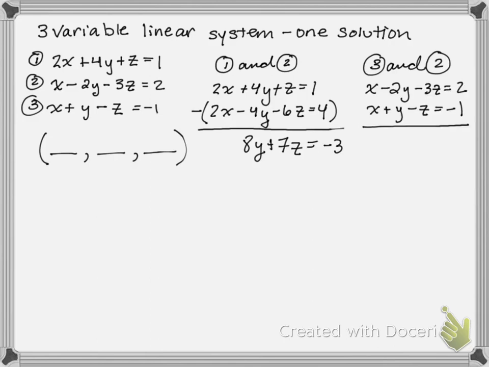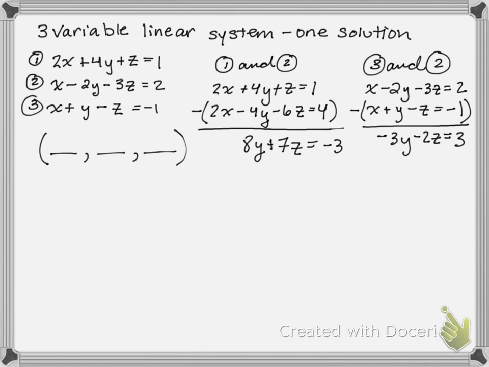And then again, I have an x and an x, so the way to eliminate that will be to subtract. And I've got x minus x is 0, negative 2 minus y is negative 3y, negative 3 minus a negative 1 will give me a negative 2z, and 2 minus a negative 1 will give me 3.